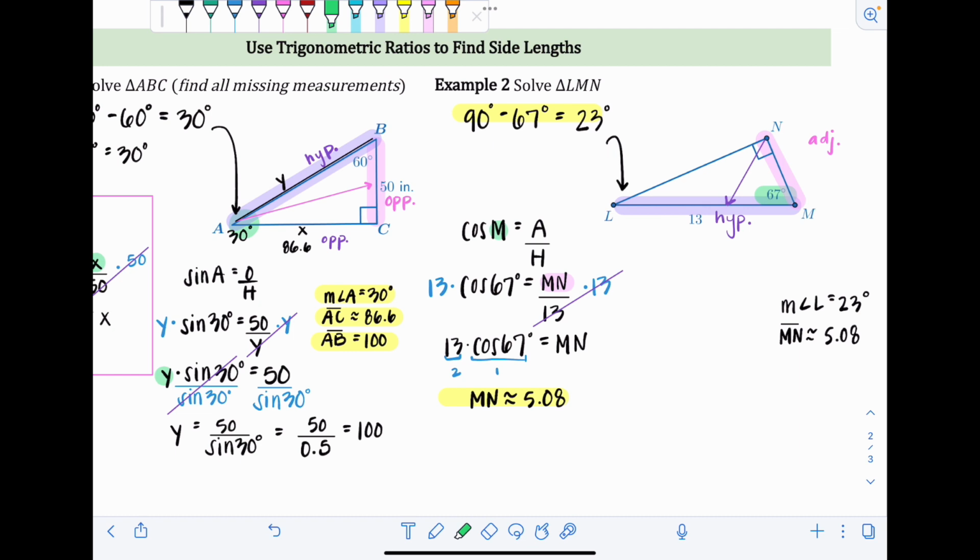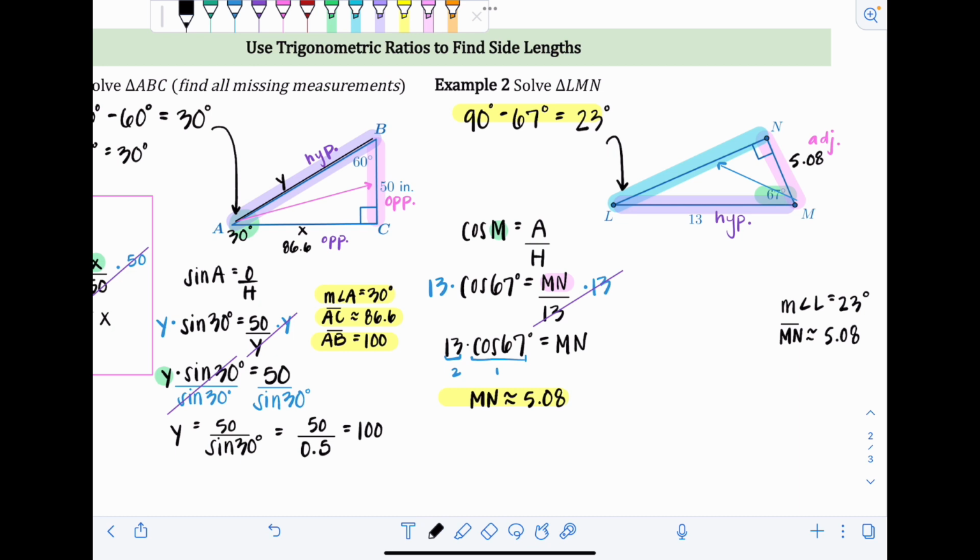Okay, so I'm going to keep the same angle this time. And we know that MN, the adjacent side, is 5.08. I'm going to keep my focus on angle 67 or angle M. And this time I want to find LN. So I'm trying to find the side that is opposite of angle M. If I draw a line through angle M, it's pointing at LN, so it's the opposite side.